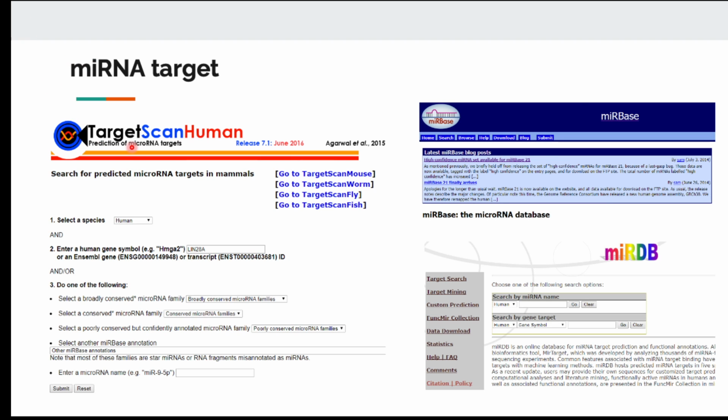So TargetScan, miRBase and miRDB. These are online prediction tools that will, if you put in a gene name, give you back the microRNAs that can potentially bind and regulate this gene. If you start with a microRNA, they will give you back the list of genes that might be regulated by the microRNA that you put in. So this is a resource for predicting gene and microRNA interaction.